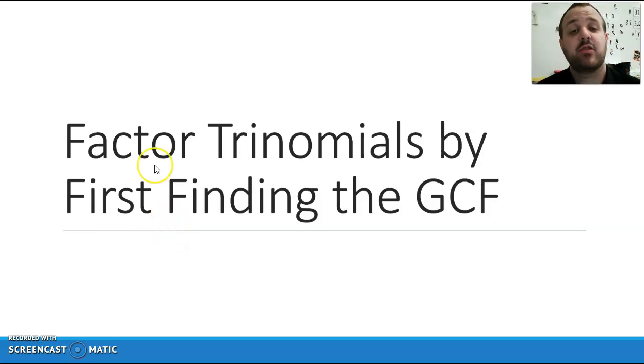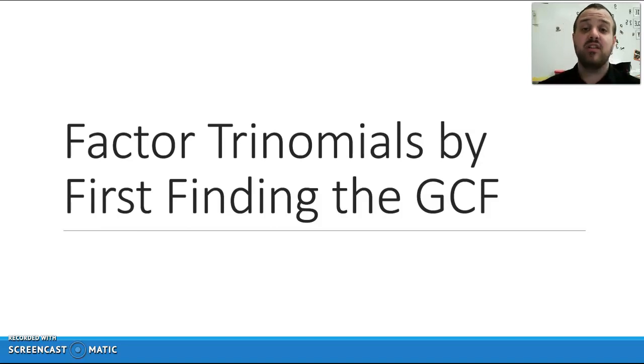Today we're going to look at factoring trinomials that have a leading coefficient. So if you remember previously, all of the trinomials we looked at had a 1 in front of the x squared, right? We didn't see anything in front of it. Today we're going to see what happens when we have numbers in front of there.